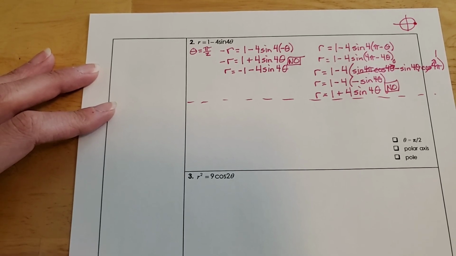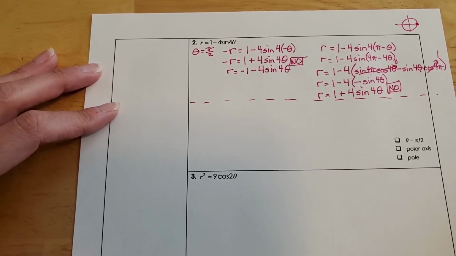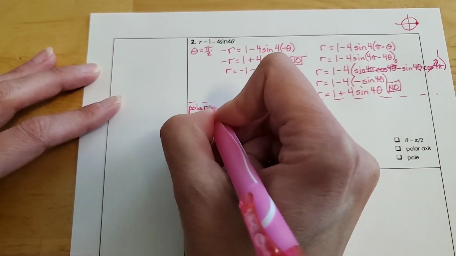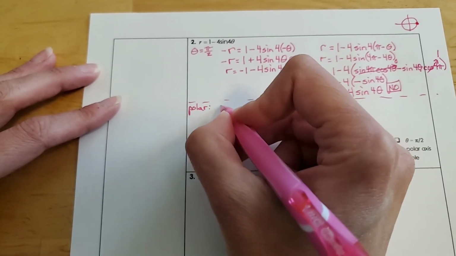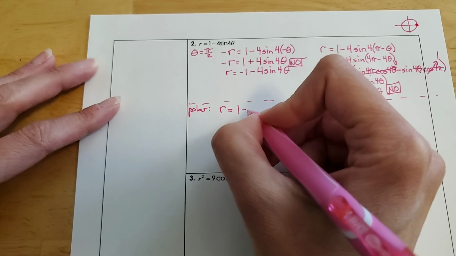All right, so we're going to move on to the next test to see if it passes symmetry across the polar axis. And for that, we're going to plug in an r and a negative theta.